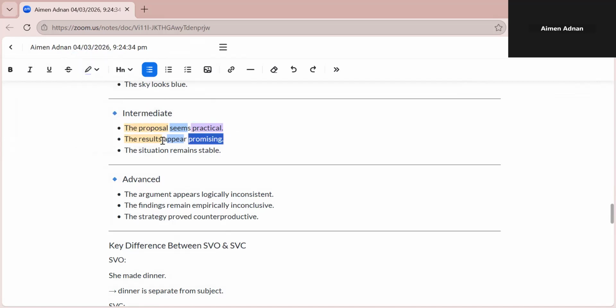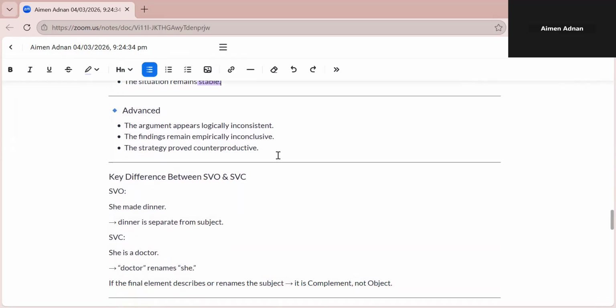Again, look at the third example. The situation remains stable. Now, situation is a subject. Remains is your linking word. While stable is actually adding more meaning to the situation, that is how the situation is, and that is why it is a complement. Now look at the advanced sentence structure forms.